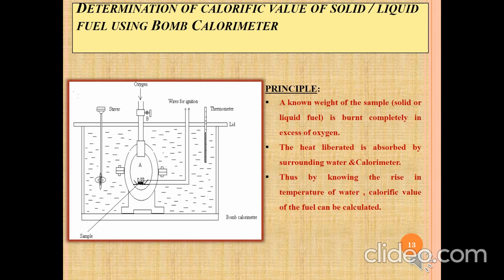The heat liberated is absorbed by the water present in the calorimeter. So ultimately, by knowing the amount of heat absorbed by the water jacket, that is by knowing the rise in temperature, the calorific value of the fuel can be calculated. So this is regarding the principle, construction and working of the bomb calorimeter.